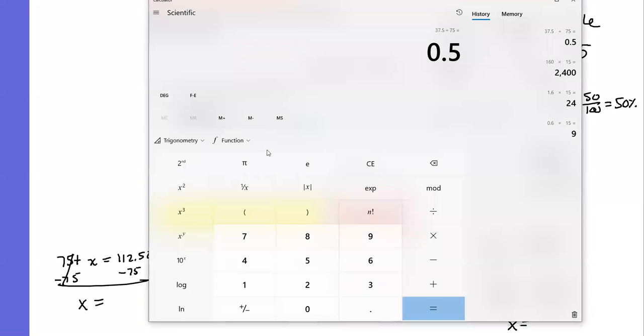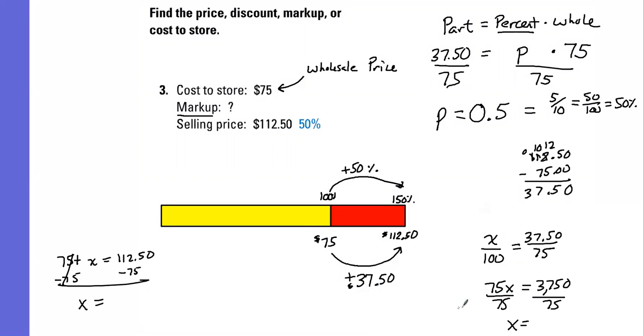3,750 divided by 75 gives us 50. And the nice thing about doing it with the proportion is that that is your percent because we wrote our x out of 100. So 50 out of 100 is 50%.